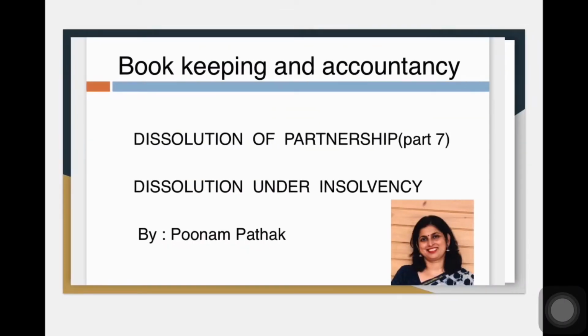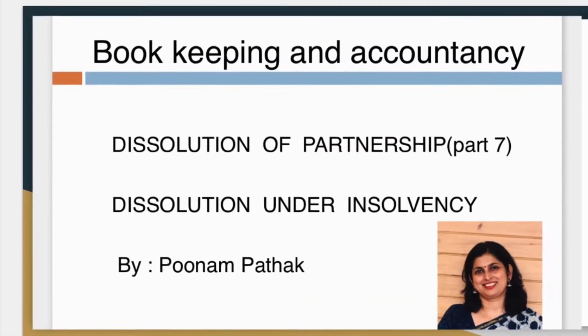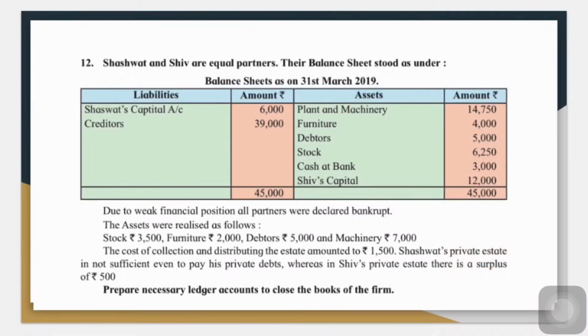This is part 7 of the topic Dissolution of Partnership. We will solve problems on insolvency. Now this is problem number 12 of your government textbook.